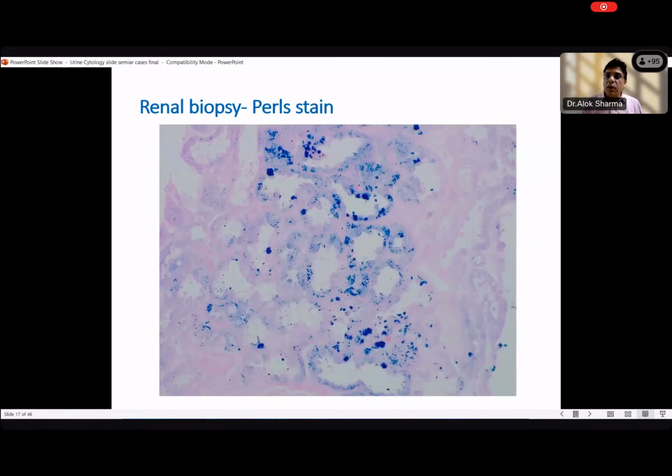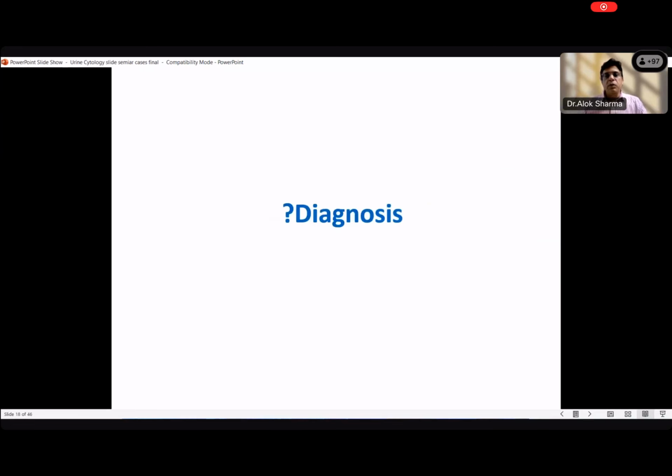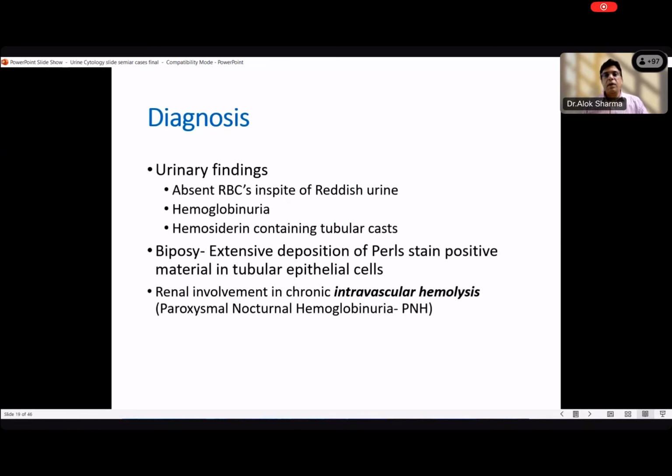By the way, if you look at it without staining, in the routine HE, it will appear as brown granules. It's very characteristic of them. I'm sorry I didn't put up that picture here, but all these hemosiderin stain which you are seeing positive in pearls will appear as brownish granules in the HE stain section. So they're all hemosiderin.